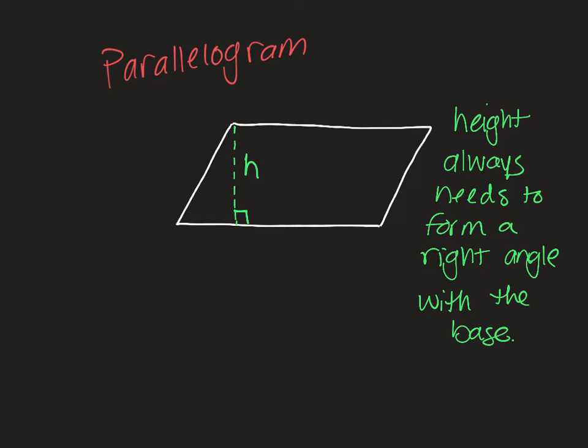And then the base is still going to be just one of these other sides. So the area for a parallelogram has the same formula as a rectangle. It's still base times height. You just have to remember that the height is still going to be straight up and down. It's not ever going to be the slanted side of the parallelogram.